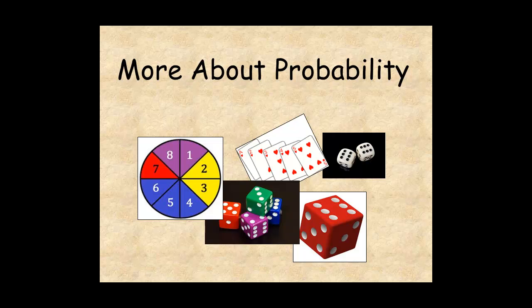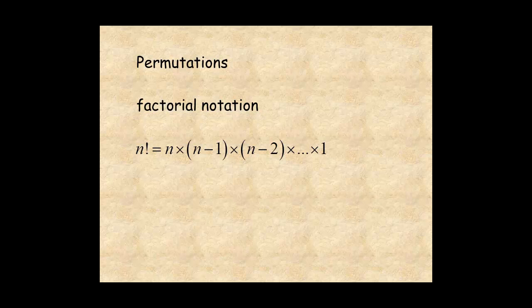This lesson helps you understand some additional topics in probability. The actual formula for permutations is different from what you saw in a previous lesson. But first, you have to understand factorial notation. N factorial is defined as the product of n, n minus 1, n minus 2, and so on down to 1, where n is a positive integer. N minus 1 is the next smallest integer, n minus 2 is the second smallest integer, and so on.